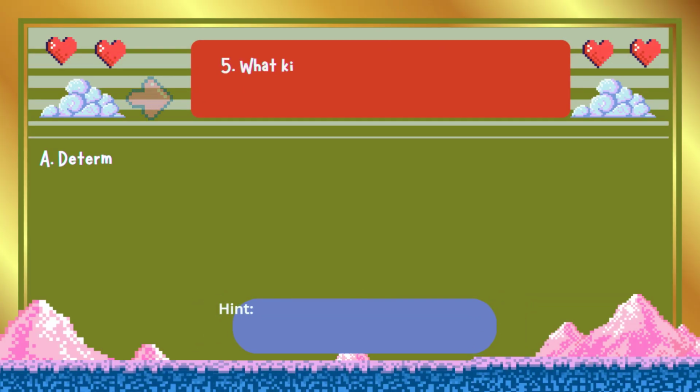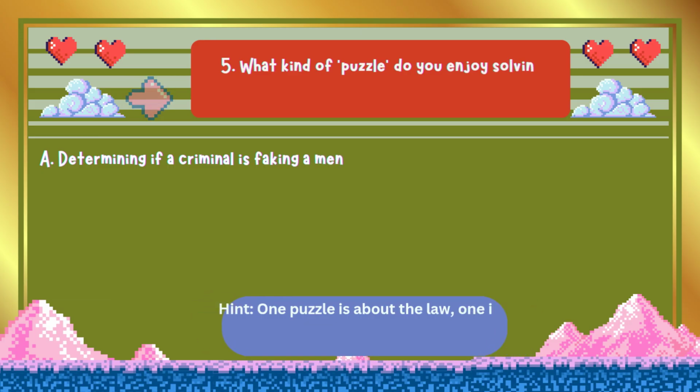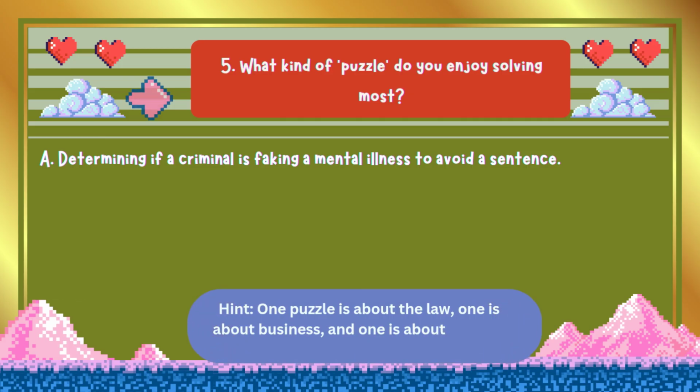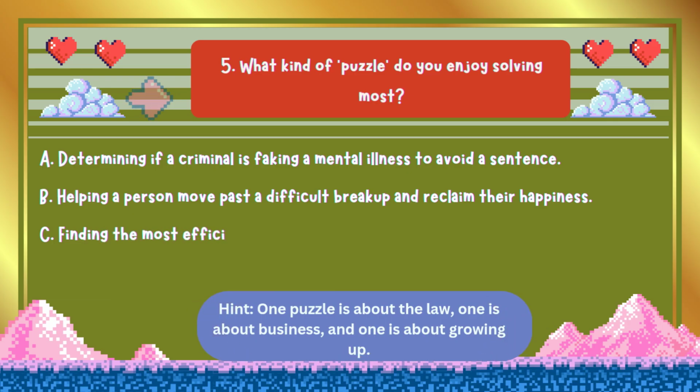5. What kind of puzzle do you enjoy solving most? A. Determining if a criminal is faking a mental illness to avoid a sentence. B. Helping a person move past a difficult breakup and reclaim their happiness. C. Finding the most efficient way for a team of 100 people to communicate. D. Figuring out why a 4-year-old hasn't started talking yet.